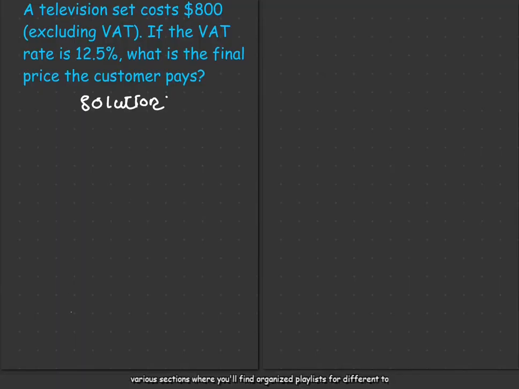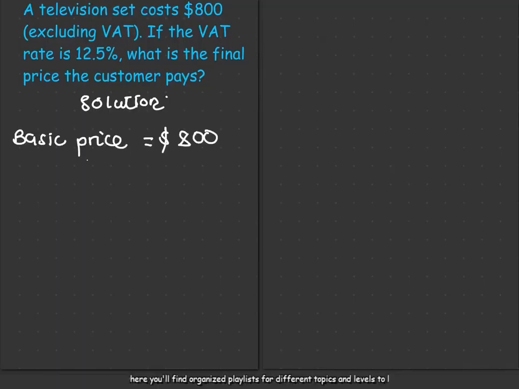So writing down our parameters, we have the cost, that is the basic cost, or basic price, to be 800. And then we have our rate, so our R, to be 12.5%. What is the final price the customer pays? Before we do that, we need to calculate the tax amount.